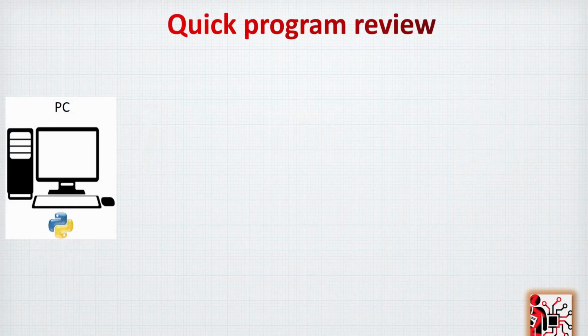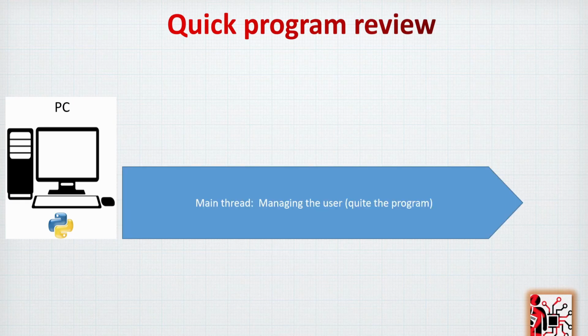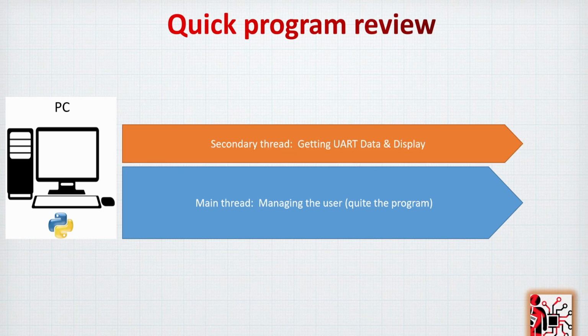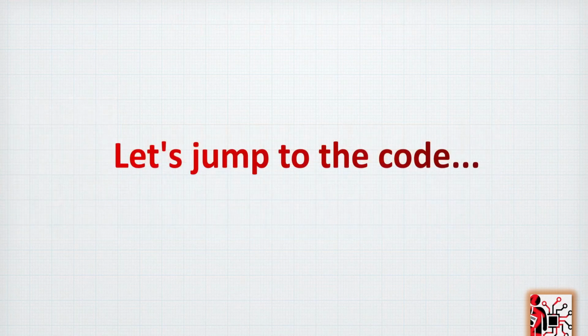So this is the program within our PC. There will be two parts: the main thread, which will manage the user, something very easy and simple, just quitting the program. There will be a message: if you'd like to quit, you just push the key Q. And the secondary thread, which will be getting the data and displaying it. We do it like this because we need the main thread just to handle the user while, in the background, in a different thread, a program runs everything, so there's no interruption or any problem happening. So let's see now together, and let's jump to the code.